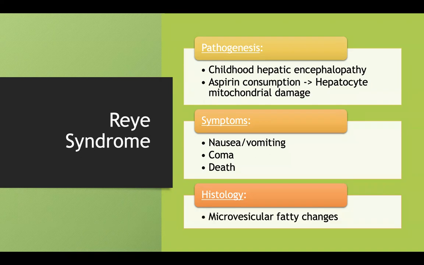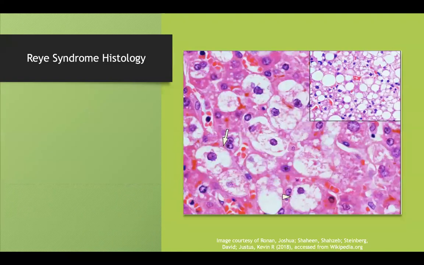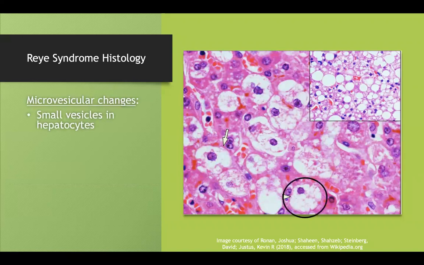On histology, you're going to find microvesicular fatty changes. There have been a few liver conditions that we talked about earlier that caused macrovesicular changes, so this is the first time I'm going to mention microvesicular changes. These are changes where you'll notice small vesicles inside of hepatocytes. If we take one of these cells here, you can notice how there are several small vesicles. I'll remove the circle so you can see all those mini circles inside of there. Those are small vesicles inside of each hepatocyte.